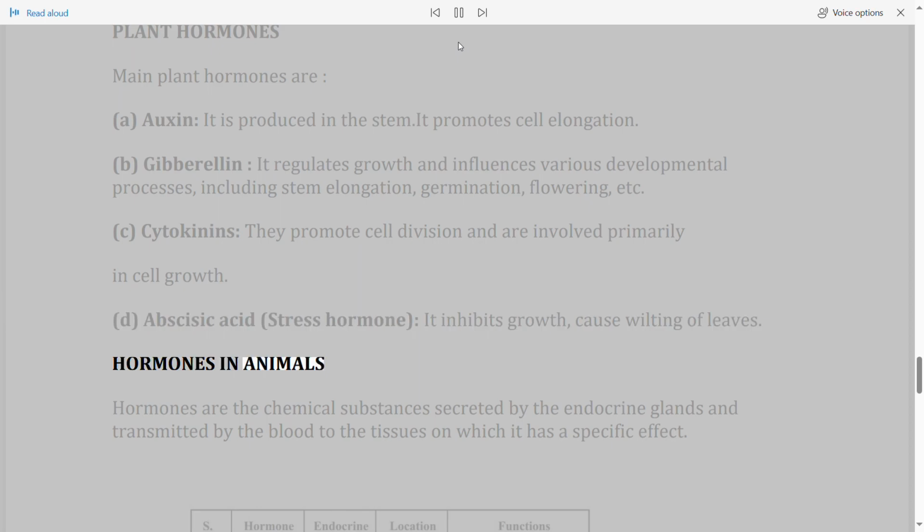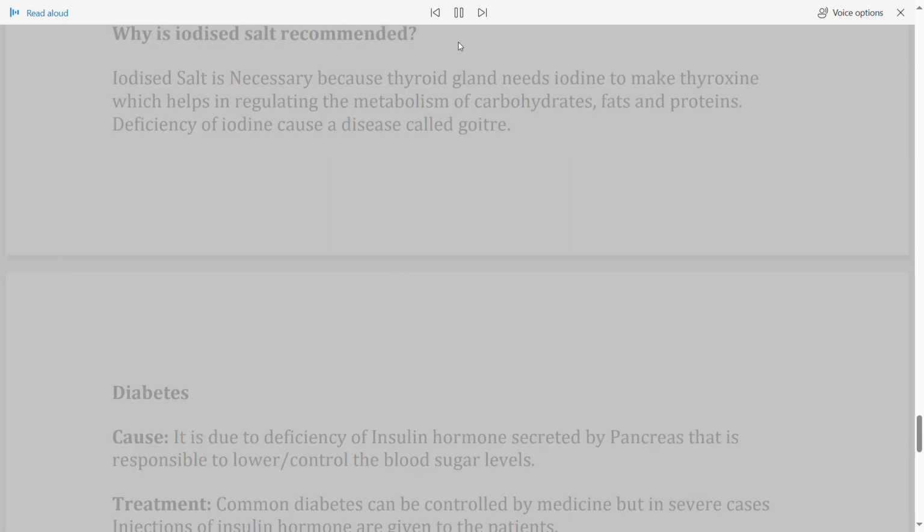Hormones in animals. Hormones are the chemical substances secreted by the endocrine glands and transmitted by the blood to the tissues on which it has a specific effect. Why is iodized salt recommended? Iodized salt is necessary because thyroid gland needs iodine to make thyroxine, which helps in regulating the metabolism of carbohydrates, fats and proteins. Deficiency of iodine cause a disease called goiter.